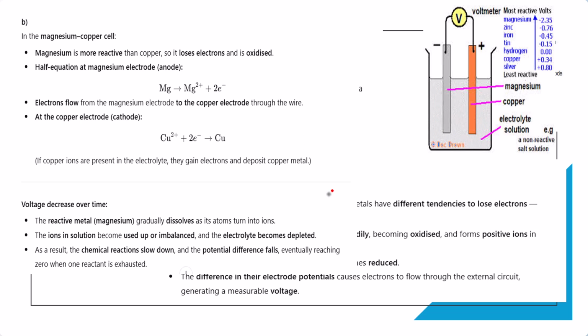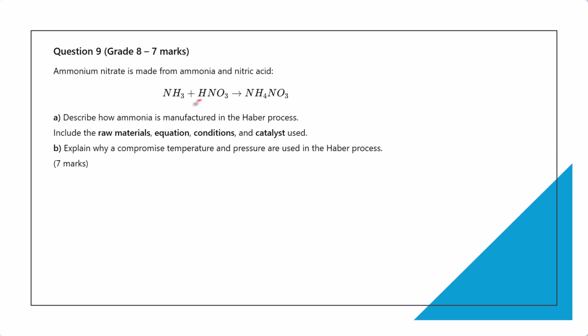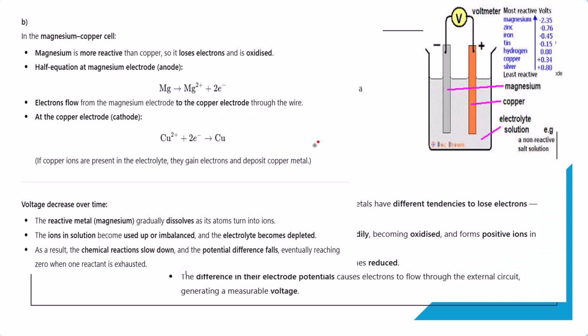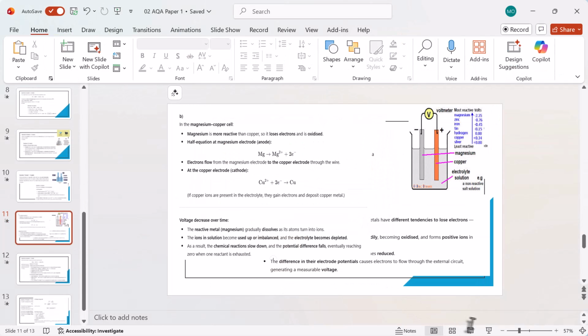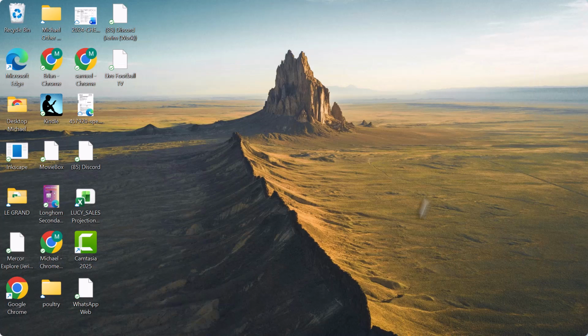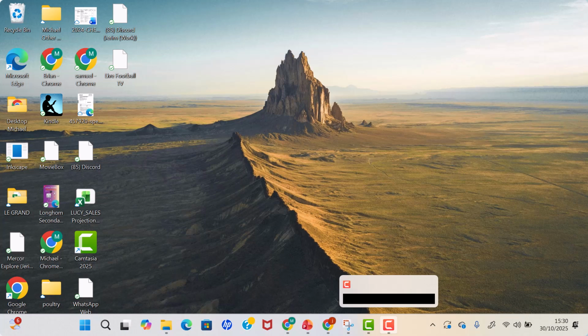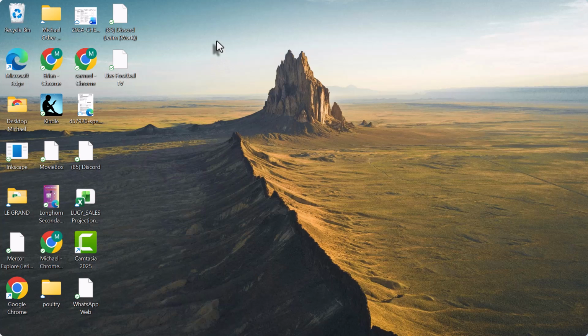Now, question 9, we're going to go over production of ammonia. And then question 10, there'll be some other calculations. What I want to do at this point in time, I'm going to pause the video just for a minute. And then we will carry on shortly.